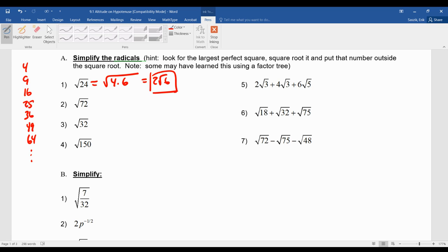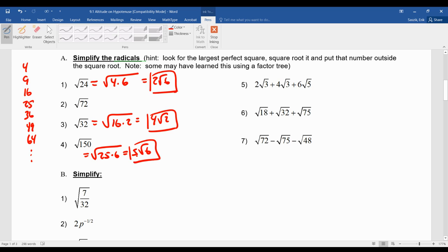If you're not good at this, don't hesitate to come in. We can talk about it. The biggest perfect square that goes into 32 is 16 2 times. So that would be 4 root 2. Okay, this, of course, is 25 6 times, 5 root 6.